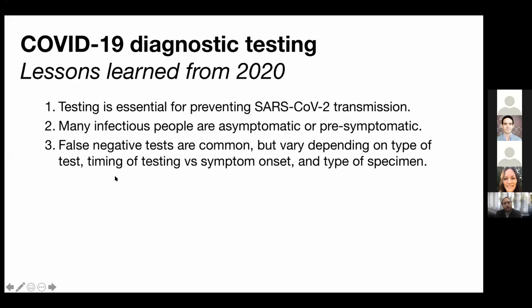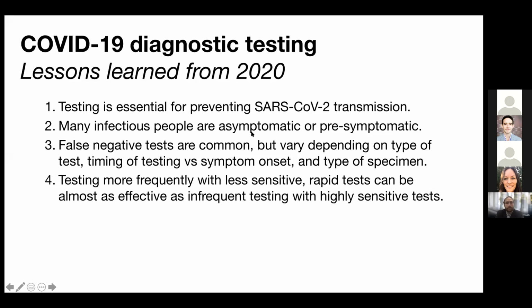Number three, that false negative tests are common, but they vary depending on the type of test used, the timing of the testing with respect to symptom onset, and the type of specimen. Was it from the nasopharynx or the oropharynx, et cetera? Testing more frequently with less sensitive rapid tests can be almost as effective as infrequent testing with highly sensitive tests.